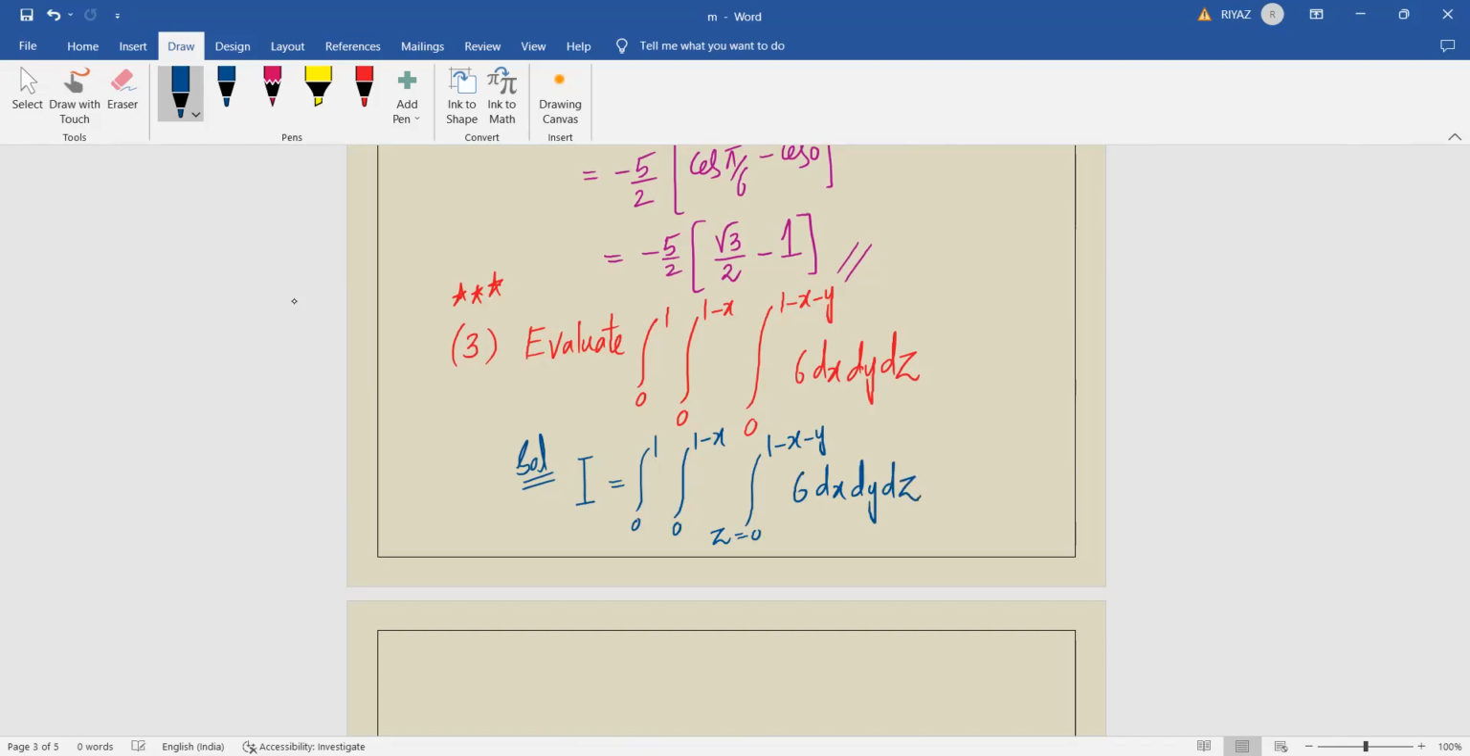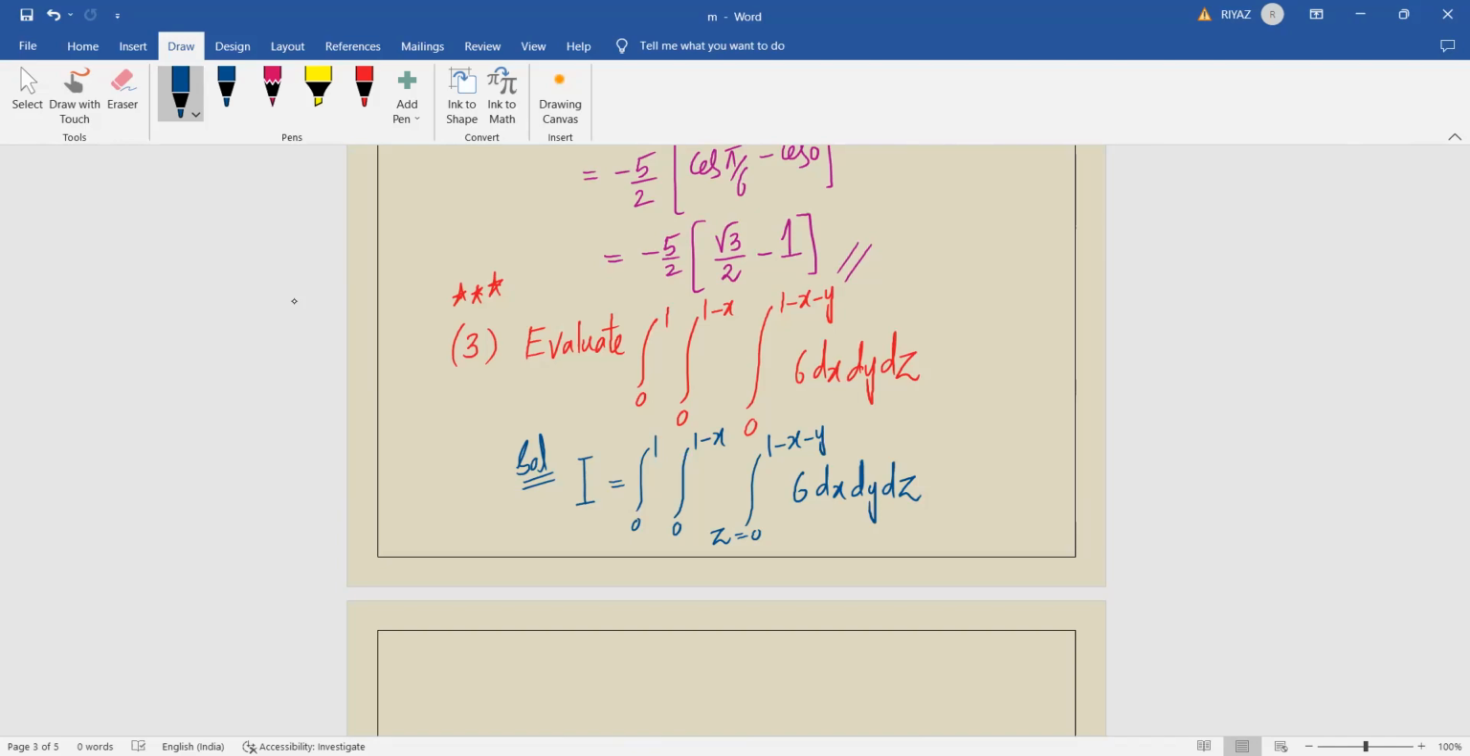What is the most complicated one here? This one, in terms of x and y: z from 0 to 1 minus x minus y. In terms of z means you have to integrate this function with respect to z only. You have no option here. If you have a constant limit, the option is there. But if you come across a situation like this, where x and y are in the z limit, you have to integrate z only, no option.